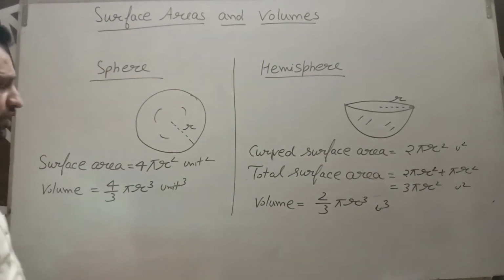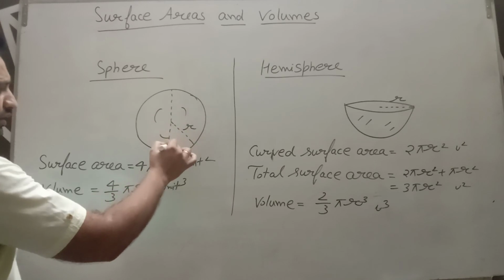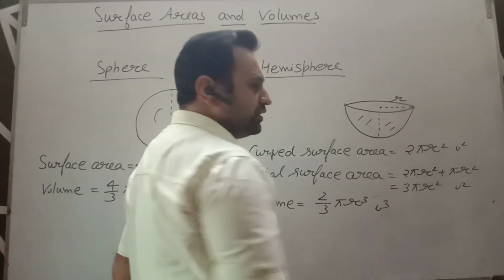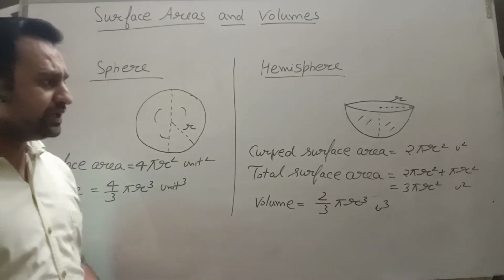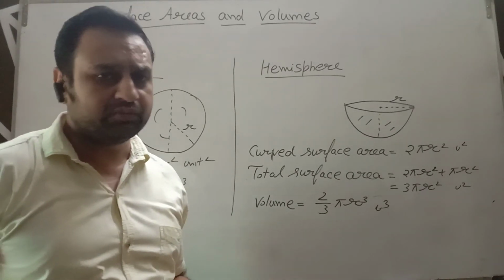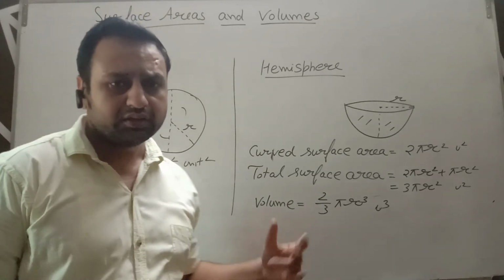And last, if we consider the height of a sphere, then its diameter is called the height of the sphere, and the radius is called the height of the hemisphere. So these are the solids we discussed in the chapter surface area and volumes. So just note down and learn properly. Thank you very much.